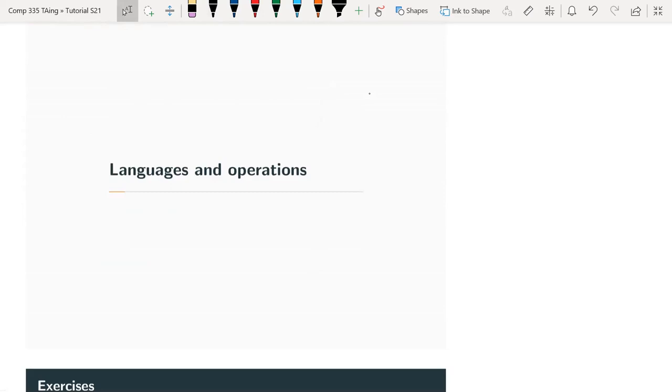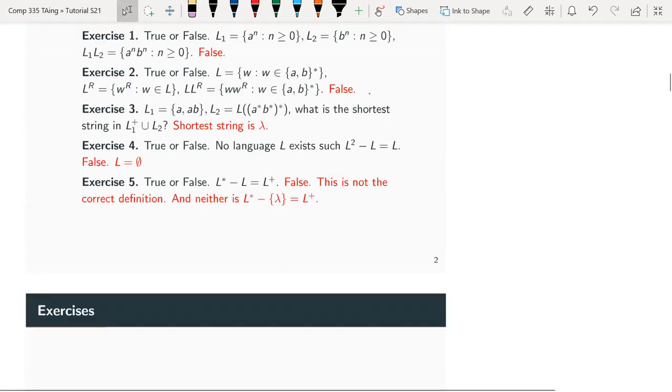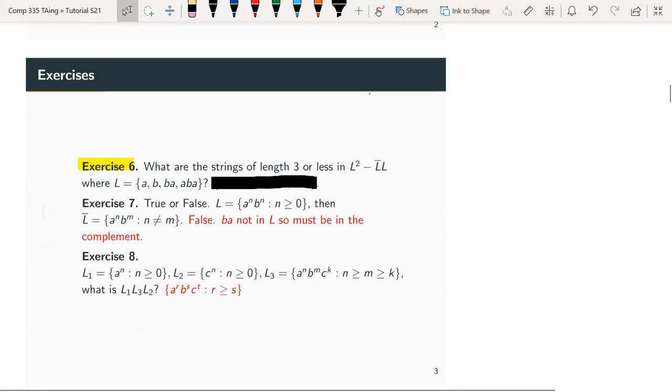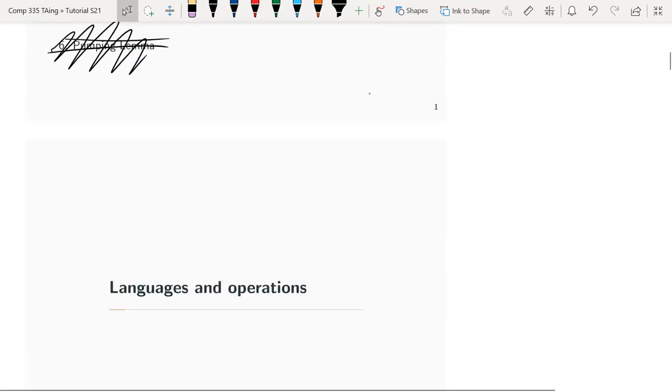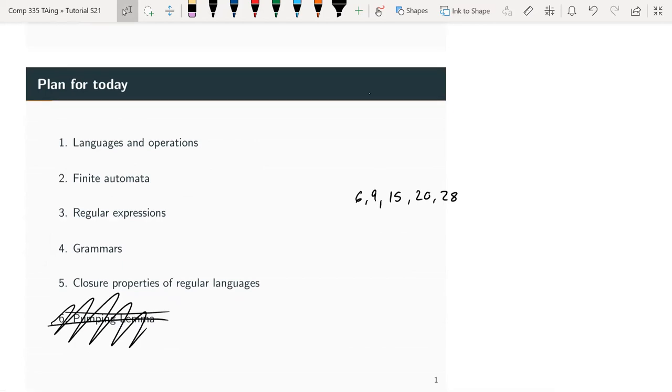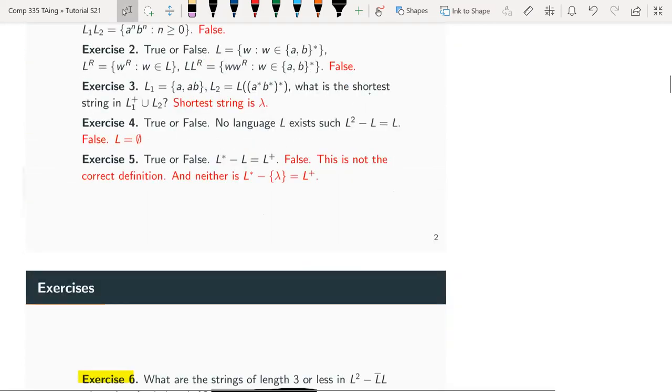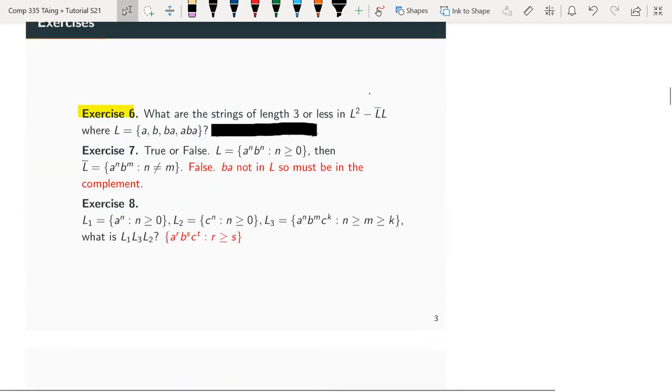So let's actually get to some exercises. So languages and operations. So exercise 6. So I'm going to do these exercises, and then I'm going to let you ask any questions. So they can be questions about this or questions about anything in general. But we're going to start off with some exercises.